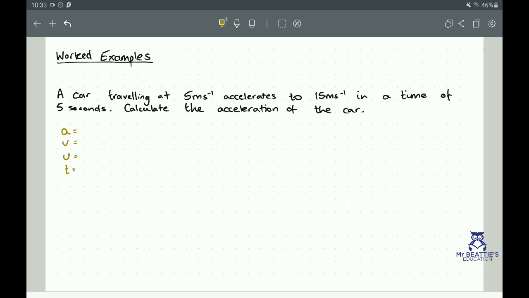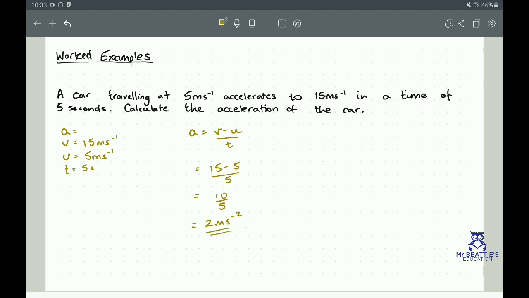Okay, and so we don't know the acceleration, we're trying to calculate that. V is the final speed, so that must be 15. U is the initial speed, that's 5. And t is time, and it says 5 seconds. So we write down our equation. A is equal to v minus u over t. Put our numbers in, and so it's going to be 15 take away 5 divided by 5, which is 15 take away 5 is 10. 10 over 5, which is 2 meters per second squared.